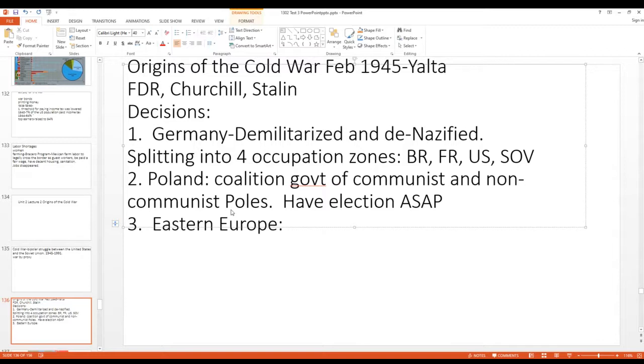Eastern Europe has been liberated by the Soviet Union, and so the troops on the ground in Eastern Europe are communist troops from the Soviet Union. So the best that FDR is able to get is a promise for elections as soon as possible. Again, there are very few American or British troops in Eastern Europe, only handfuls of them, and there's no way that they're going to be able to overpower the Soviet army.